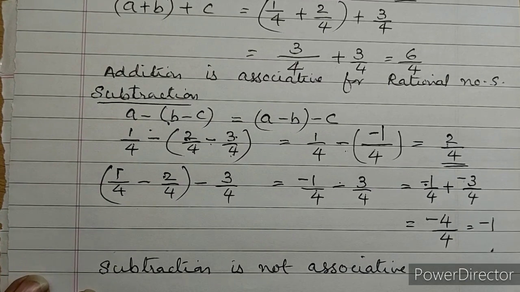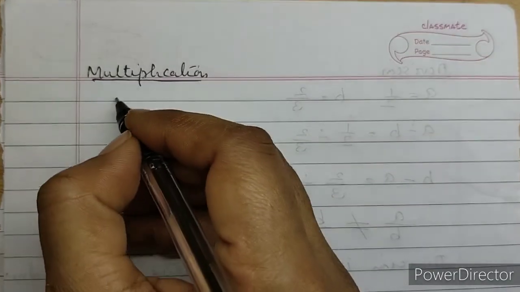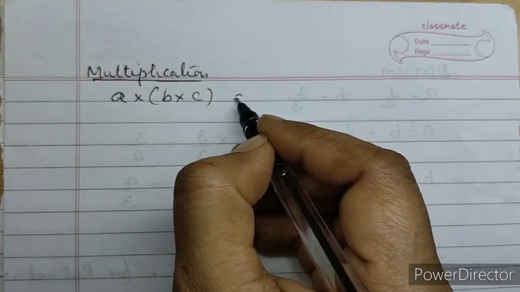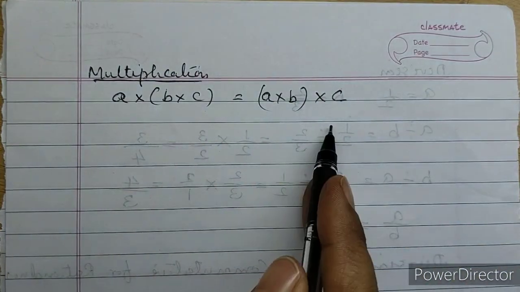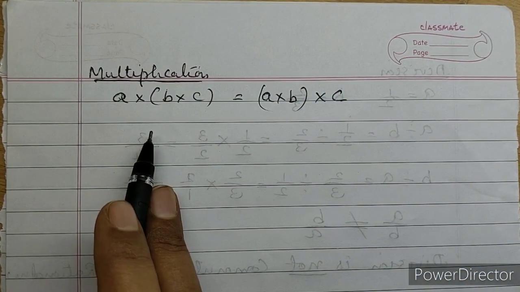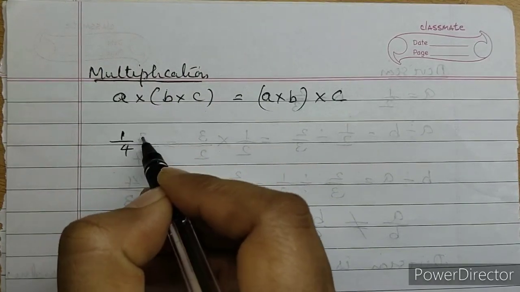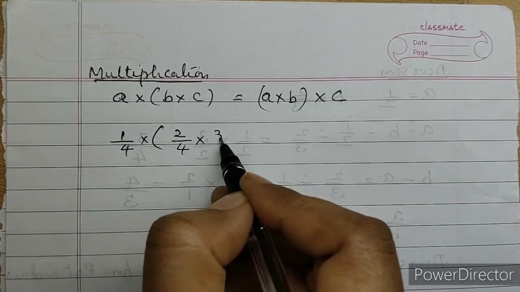Subtraction is not associative. Next comes multiplication. If a into b into c equals a into b into c, if this is satisfied, we can say that multiplication is associative. Take the same example, 1 by 4 into 2 by 4 into 3 by 4.